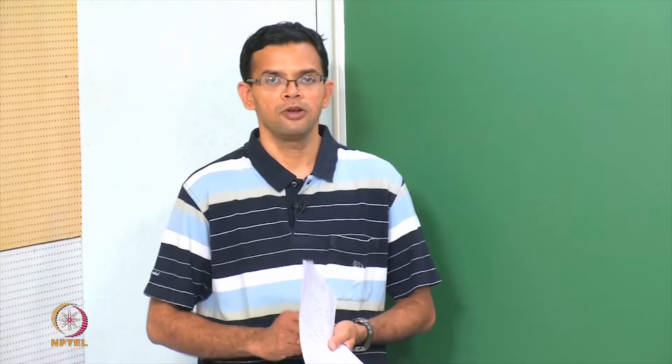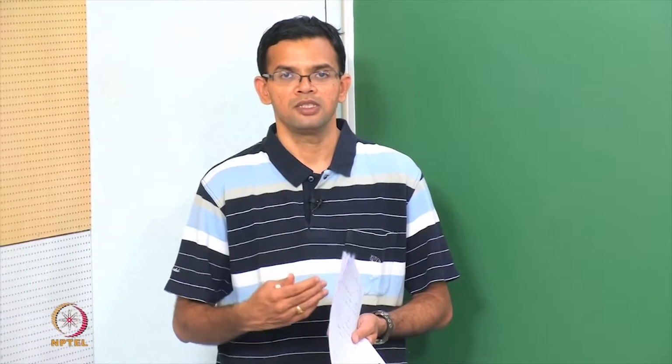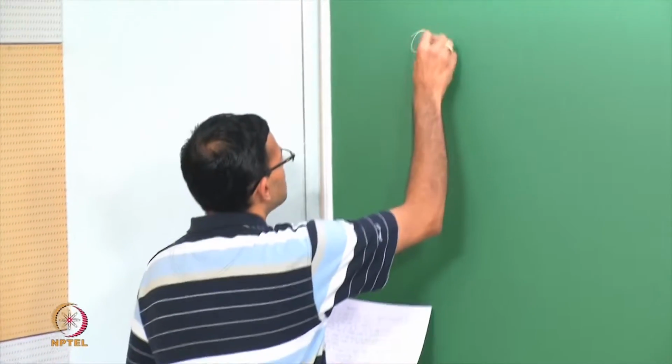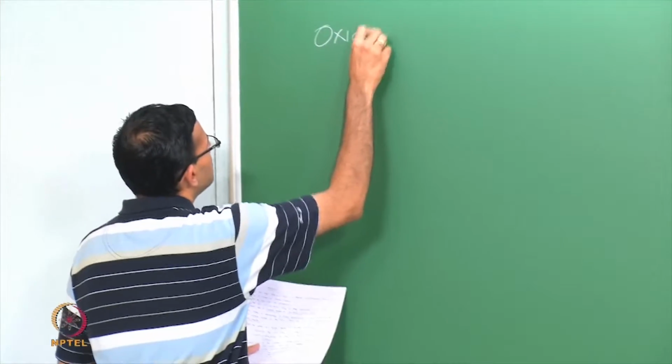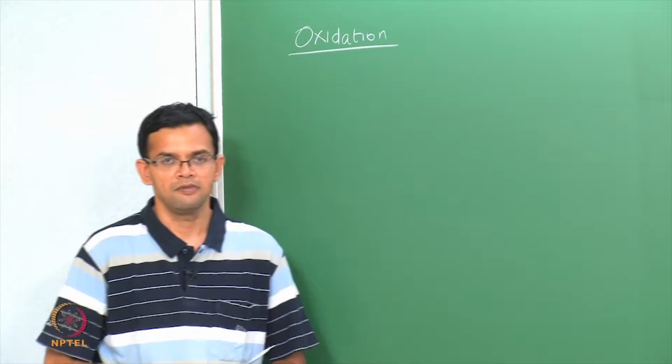Today we are going to look at layering, and in layering we are going to look particularly at grown films, that is films that consume the underlying silicon. So, today we are going to focus on the oxidation of the underlying silicon film.